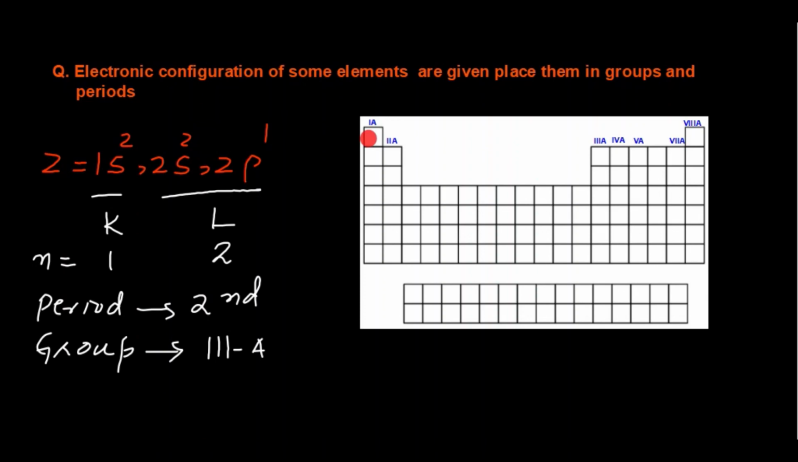Now we mention the position of this element in the periodic table. What is the position of Z in the periodic table? Second period, first, second. This element belongs to the second period and group 3A. This is group 3A. So here we write Z, which belongs to the second period and group 3A. So this is the position of element Z in the periodic table. I hope this question is clear to you.